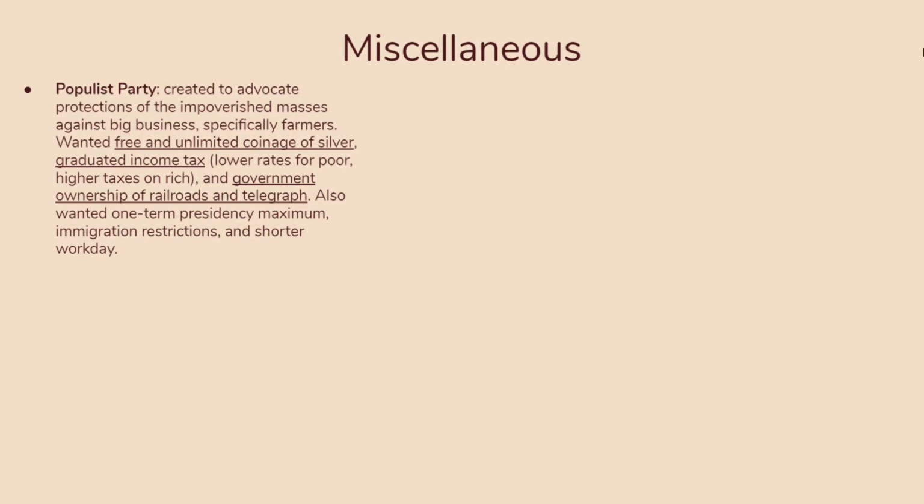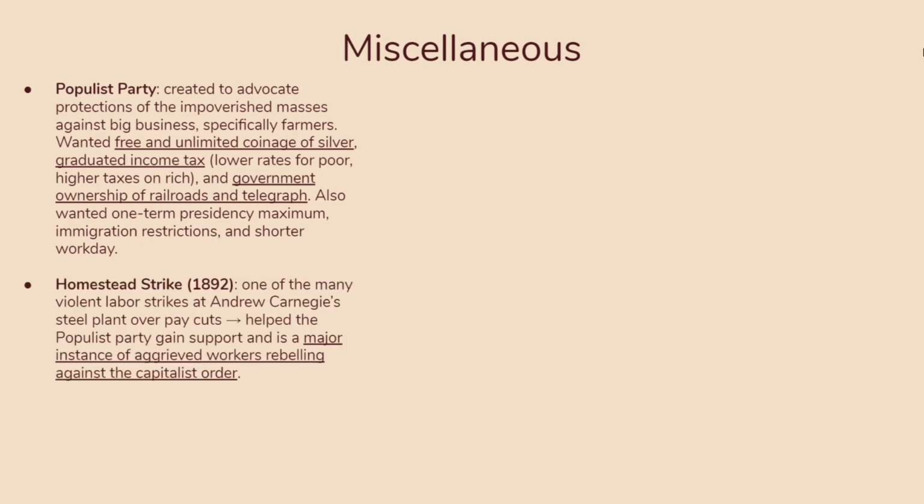They also wanted a one-term presidency maximum. Remember, at this point, the two-term presidency wasn't mandated, but it was the norm. Generally, presidents only went for two terms, but populists are saying that only one term should be allowed. They also wanted immigration restrictions because immigrants were seen as a threat to labor competition, and they also wanted a shorter workday. I'll definitely talk about the Populist Party in the future, but it is mentioned here briefly, and it's a very important aspect that you need to know about for this era.